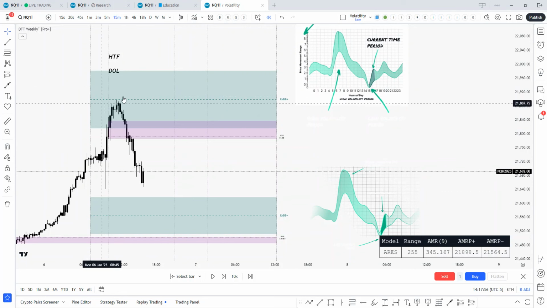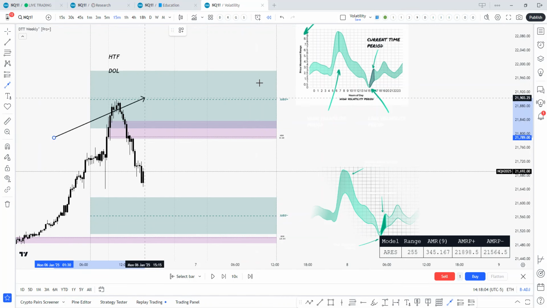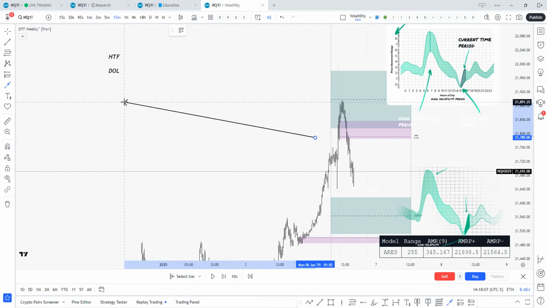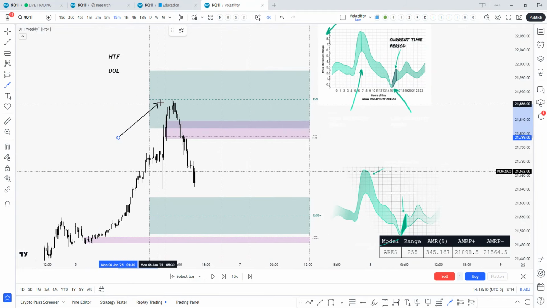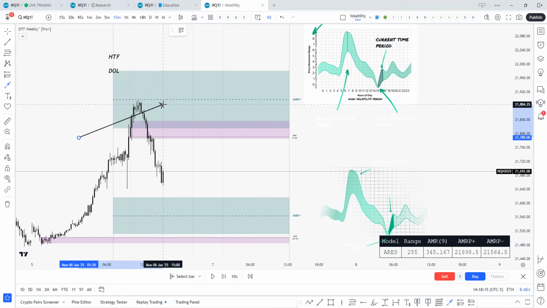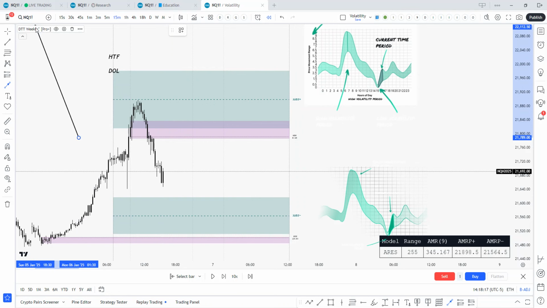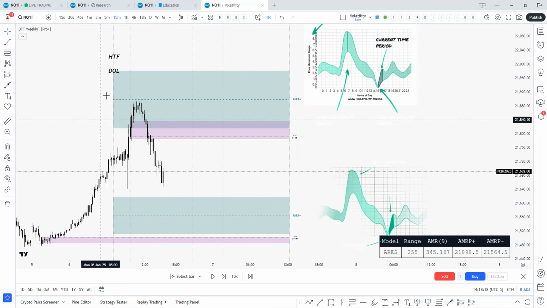But how would you refine this entry? So this specific area here, I'm going to go to the lower time frame now because I want to show you something really interesting. If I know on the higher time frame price is bearish, and I know this is how far price should go, I'm then going to zoom in to the lower time frame. And guess what? There is lower time frame models. So let's get to it here.